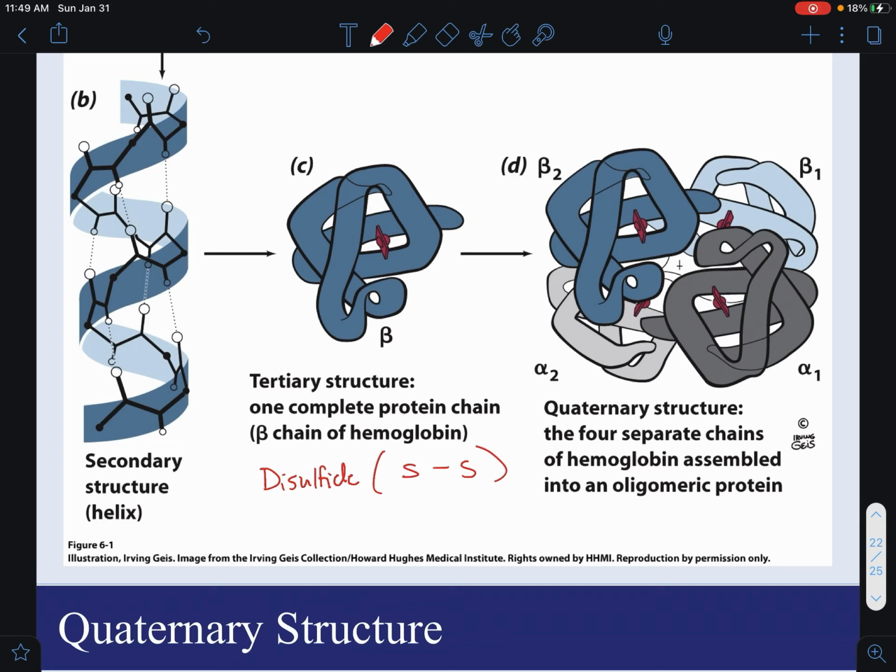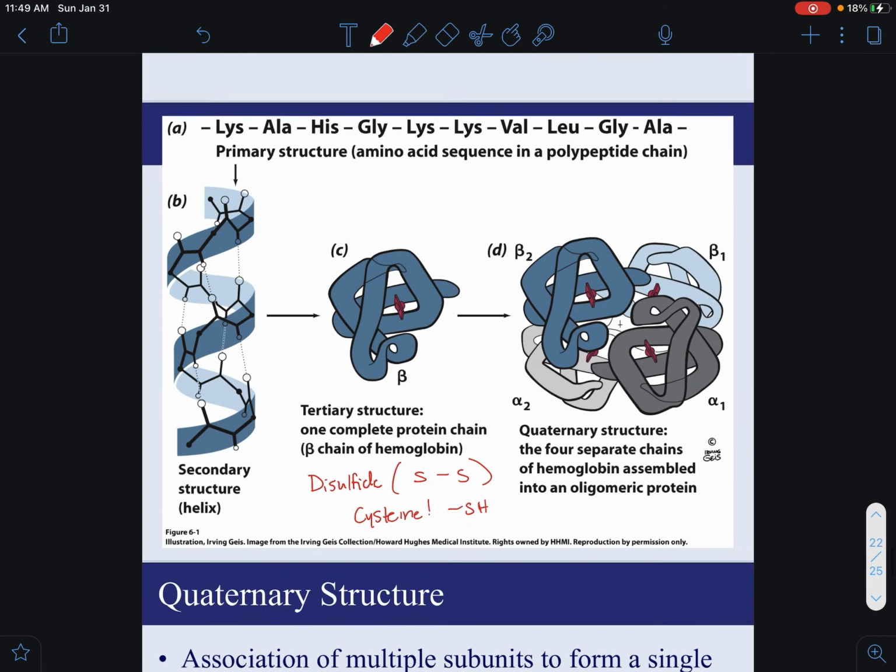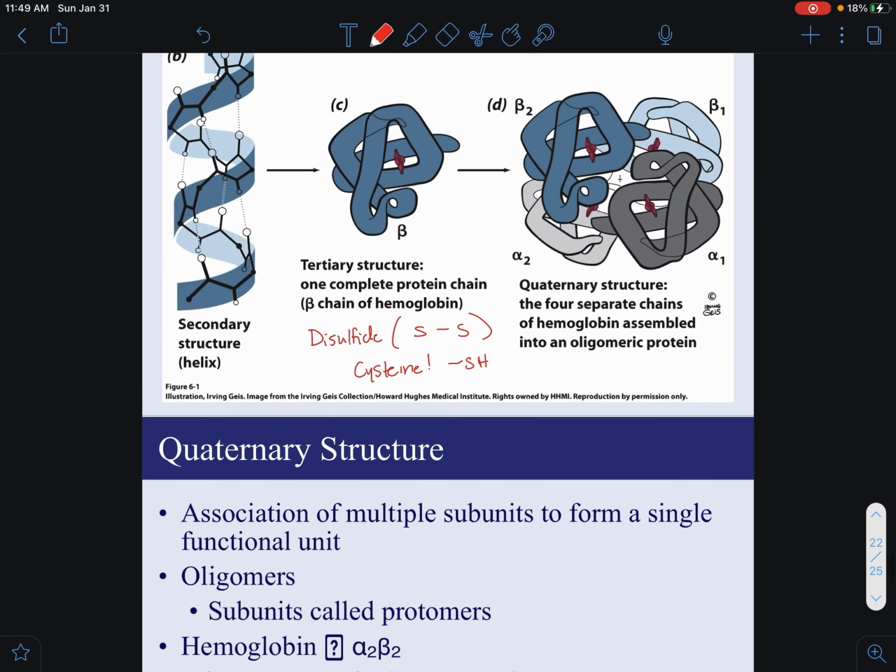And one of the amino acids that can do this is cysteine, because cysteine has that sulfhydryl group. Other than that, tertiary structure, just remember hydrophobic, salt-base bridges, and disulfide bonds.